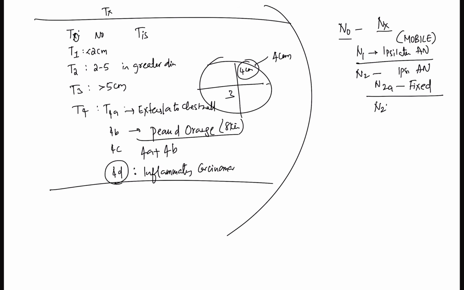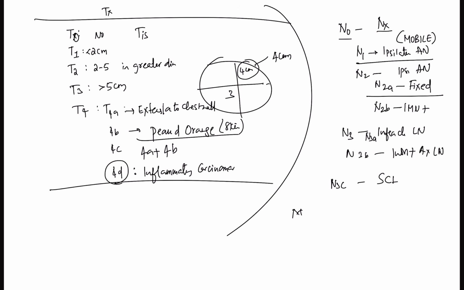N2B, even ipsilateral internal mammary nodes are also involved here. Now N3 means metastasis to infraclavicular lymph node. I am only talking about ipsilateral infraclavicular lymph node. Infraclavicular lymph node is N3A. N3B is internal mammary nodes plus axillary lymph nodes. If both are involved, internal mammary and axillary lymph node, then it is N3B. Now N3C is involvement of the supraclavicular lymph nodes.